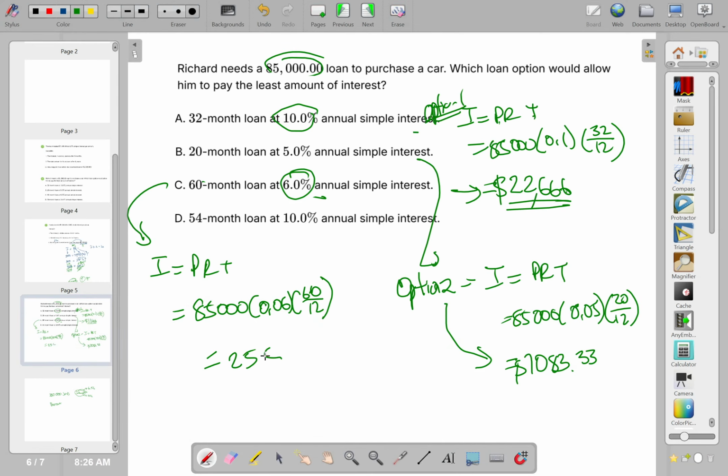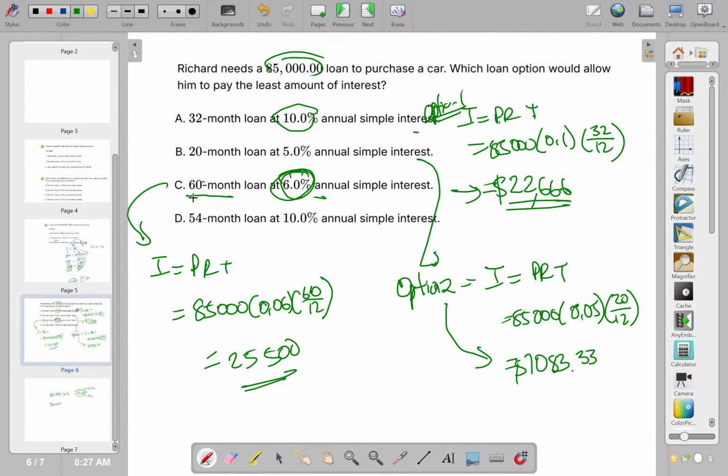25,500. So what are you noticing here? The higher interest rate gives me a higher amount that I'm paying back. Now, don't get me wrong though. There's also another reason why it's high, because this is also invested for a longer period of time. Okay, right? So I hope everybody's starting to get a feel of simple interest.